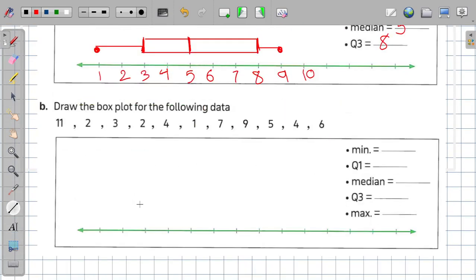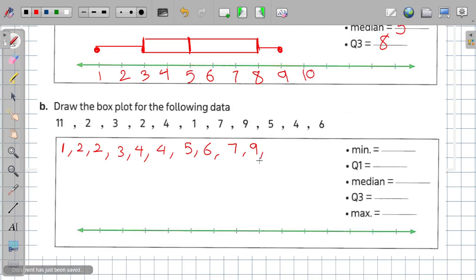Let's try another one. I have 11, 2, 3, 2, 4, 1, 7, 9, 5, 4, 6. So let's arrange them first. I have 1, 2, 2 again, 3, 4, 4 again, 5, 6, 7, 9, and 11. I have 11 values, so we are right. Okay, where is the minimum value? I think it's 1. Where is the maximum value? I think it's 11.